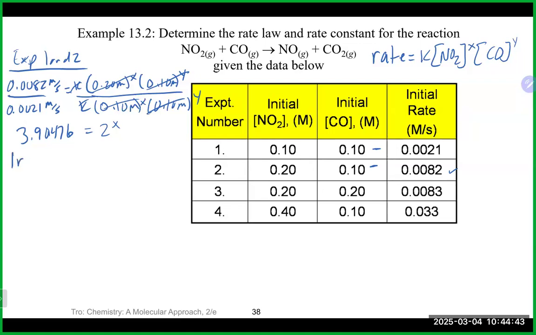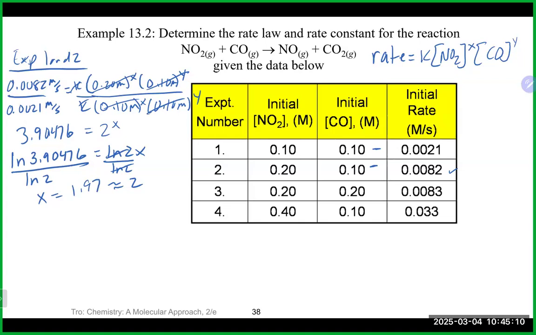You can natural log our 3.90476 equals the natural log of 2. When you do that, the X comes down. Divide the natural log of 2 back over there. And if you do all that good stuff there, you will end up with about an X value of 1.97, and that's going to probably be close enough to 2.